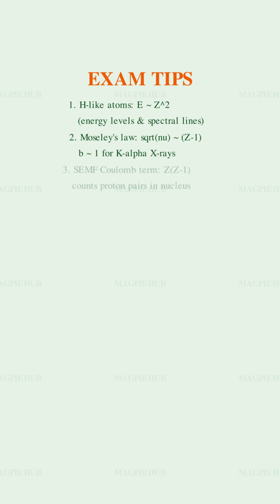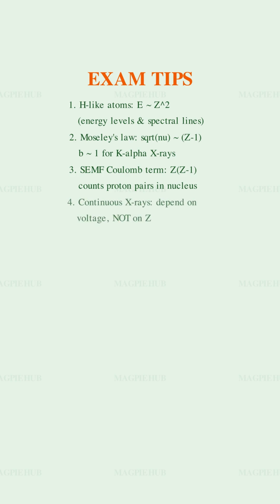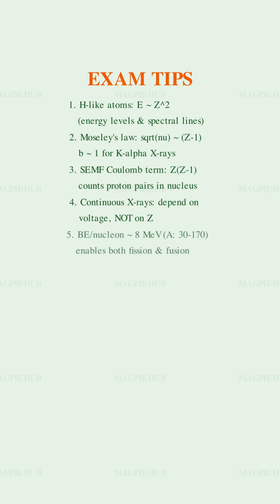Tip 3. The Coulomb energy term in the semi-empirical mass formula has Z times Z minus 1 because it counts pairs of protons. Tip 4. Continuous X-rays depend on the accelerating voltage, not on Z, that is why option 3 does not match any entry in list 1. Tip 5. The binding energy per nucleon curve is remarkably flat in the middle range, which is why nuclear fission and fusion both release energy.